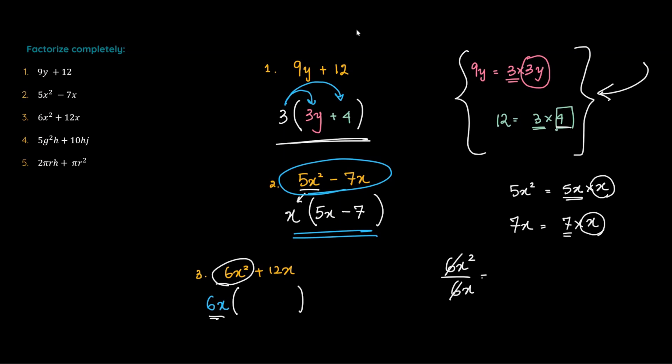So x squared divided by x is just x, so that x will come here, and then this plus sign. Then we have 12x, that being divided by 6x. When you divide 12x by 6x, the x terms will cancel off. 12 divided by 6 is just 2. So that is 2. So the final answer is 6x within bracket x plus 2.